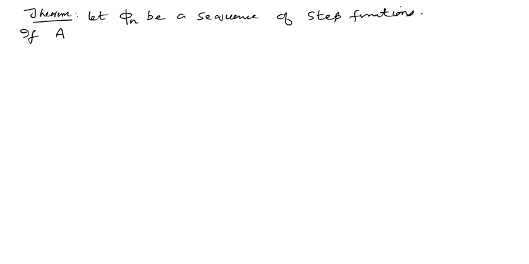If A is a subset of X such that phi n increases to the characteristic function of A, then A is measurable.